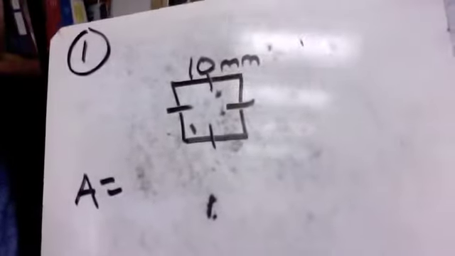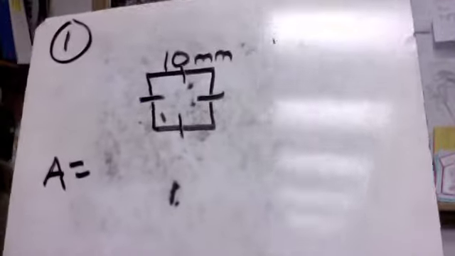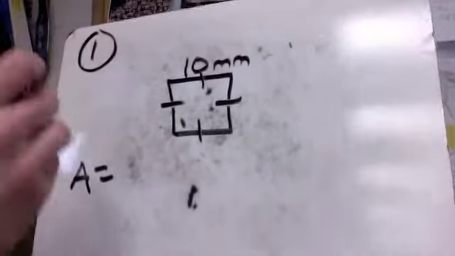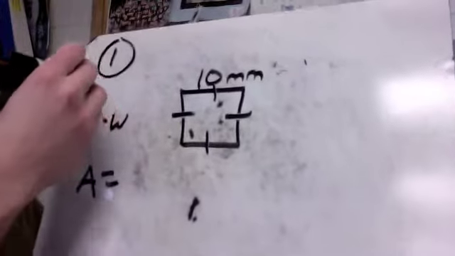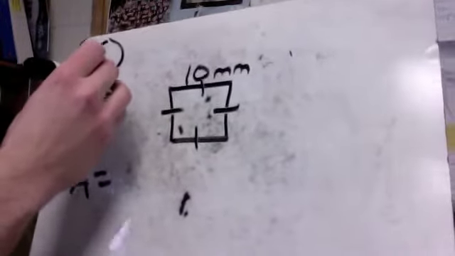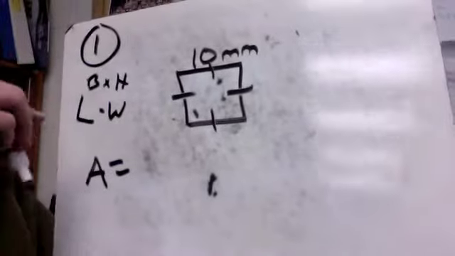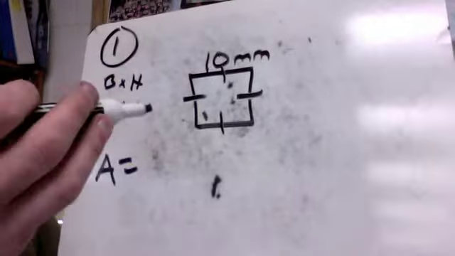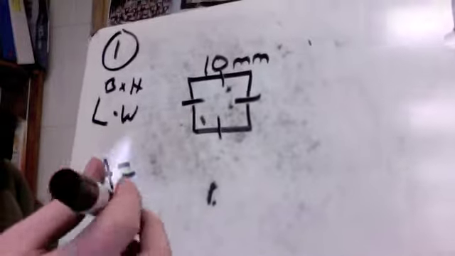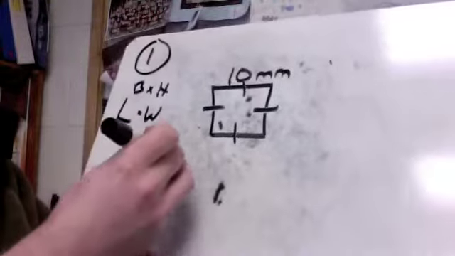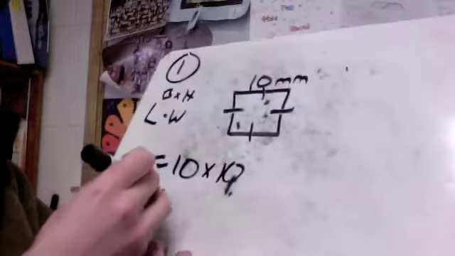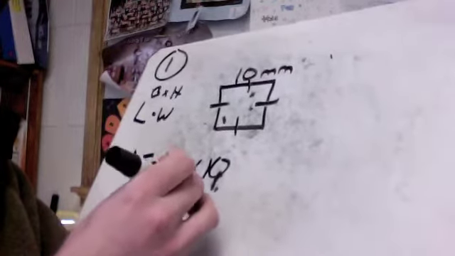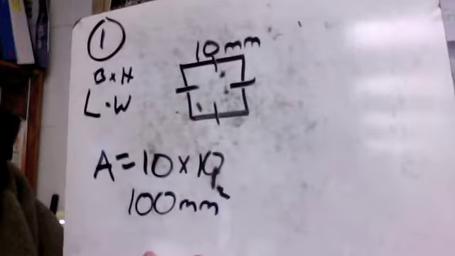For number one, we need the area of a square that is 10 millimeters on each side. So to find the area of a square or a rectangle, it's just length times width, or base times height, whichever way you want to think about it. Okay, length times width, the square is going to have the same length and the same width, so it's basically going to be 10 length times 10 width, which is going to give us an area of 100 square millimeters.